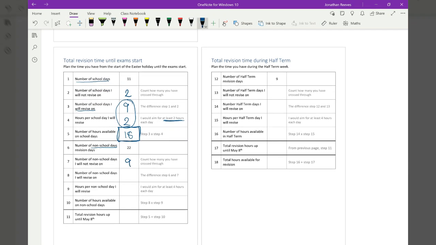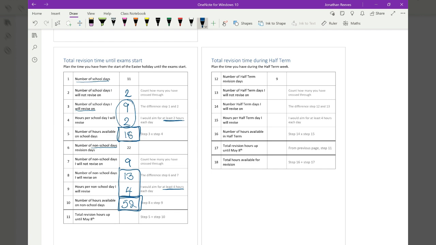So there's 22 in total. 22 minus 9 leaves me 13 days when I can revise on a non-school day. Now, here's the thing. I would suggest to you, wait for it, on a non-school day that you should be looking for 4 hours a day. 4 hours a day at least. Okay, you've got to put this time in over the exam period. So if I said I was going to do 4 hours a day for 13 days, 13 times 4 is 52. So I have got 52 hours in which to revise before the exams start.